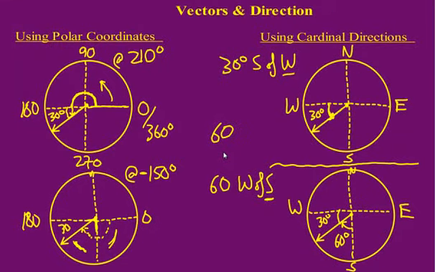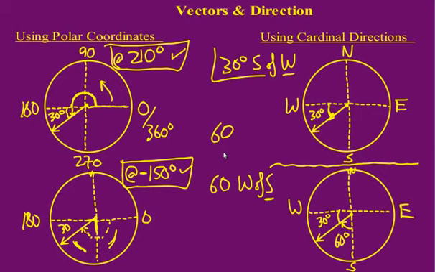So there you have it. 4 different ways to tell the direction of a two-dimensional vector. 2 ways using polar coordinates, and 2 ways using cardinal directions. The thing to realize here is that all of these 4 answers are equivalent. They're 4 different ways of saying the same thing.